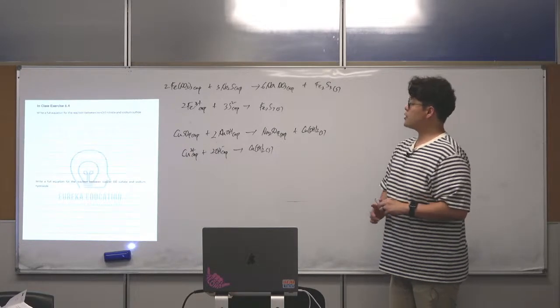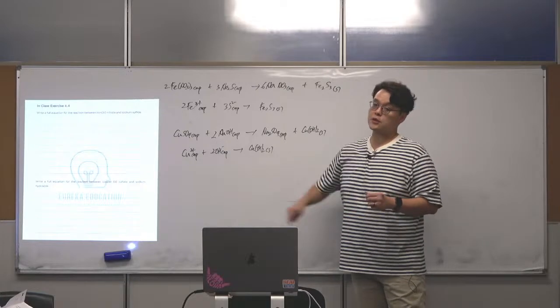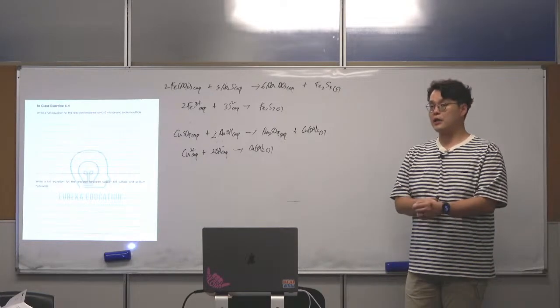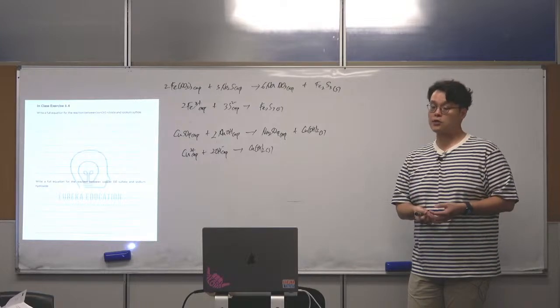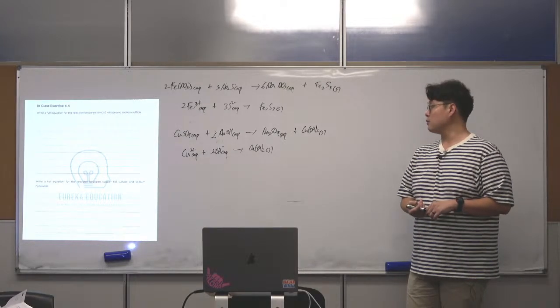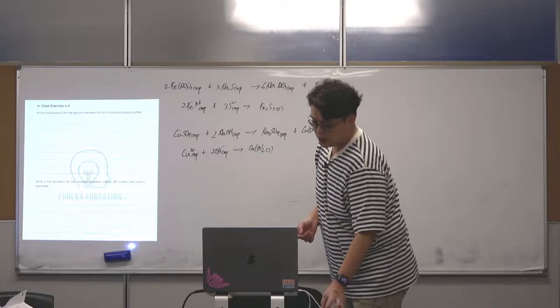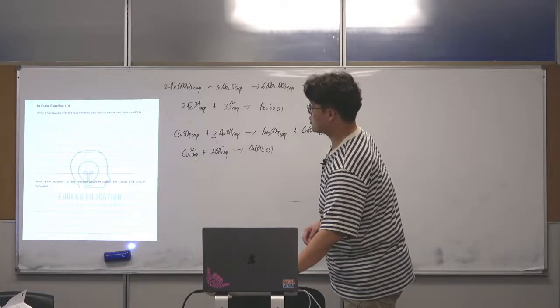So it's pretty easy to write the net ionic equations once you understand SNAP, or you understand those ions that didn't get involved in the chemical reaction, which can be cancelled out of each other. Okay. Next week I will talk more about what solubility is.